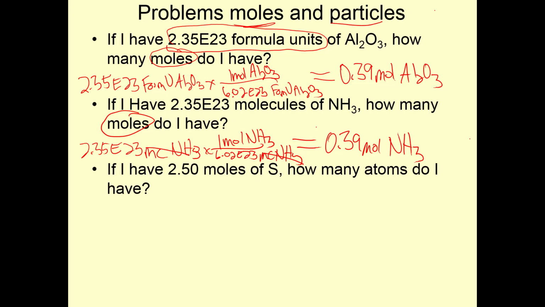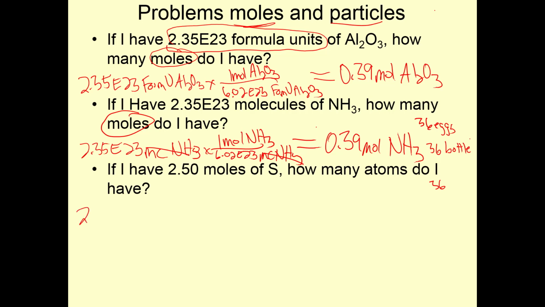That would be like if I had 36 eggs, that is 3 dozen. 36 bottle rockets is 3 dozen. 36 students is 3 dozen. So that's how you can see that moles are like a dozen.